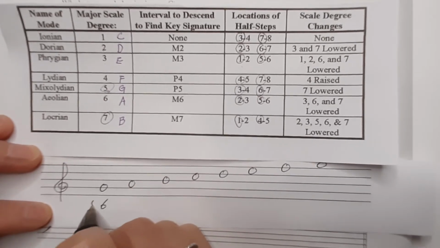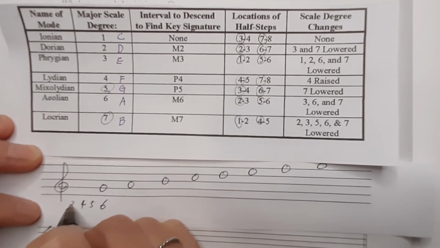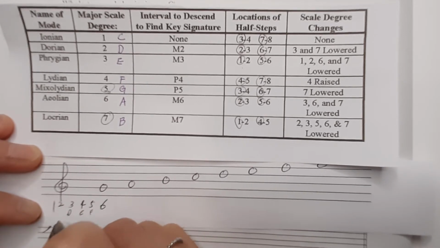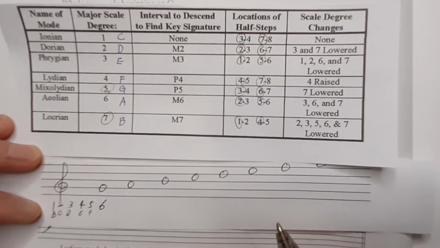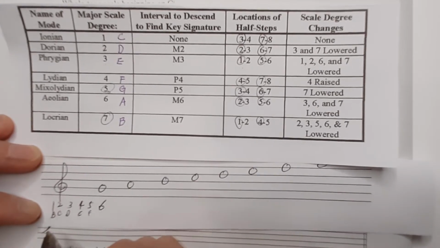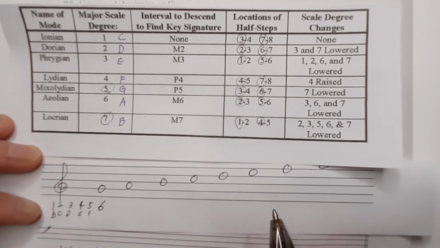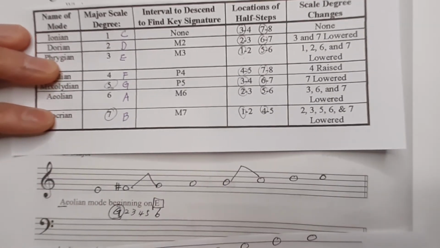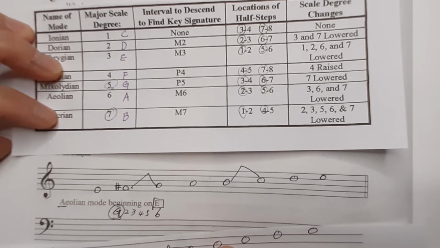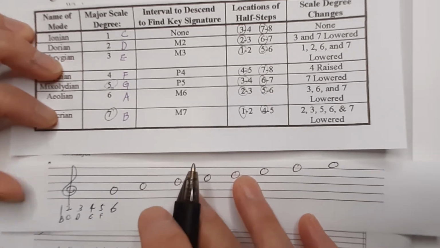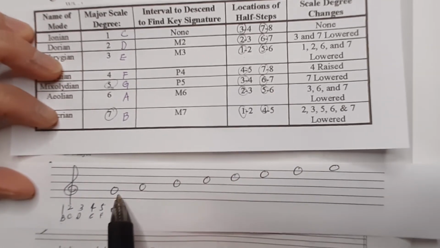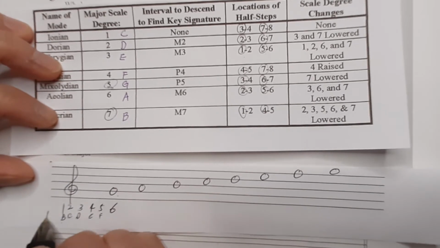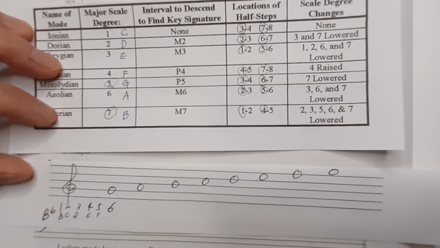Then what's 1? 5, 4, 3, 2, 1. Now this is G, F, E, D, C, B. Isn't that B? And it has to be the major 6th. So is B to G a major 6th? No. How about B flat? B flat to G is a major 6th.